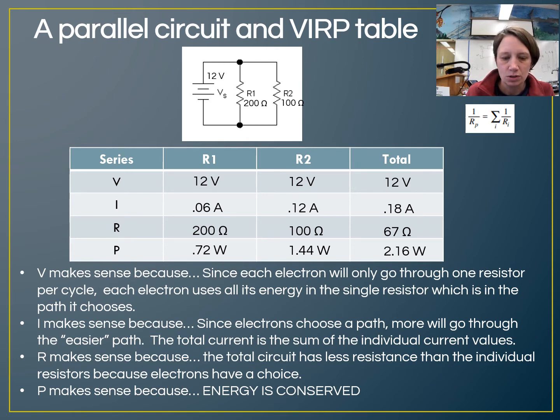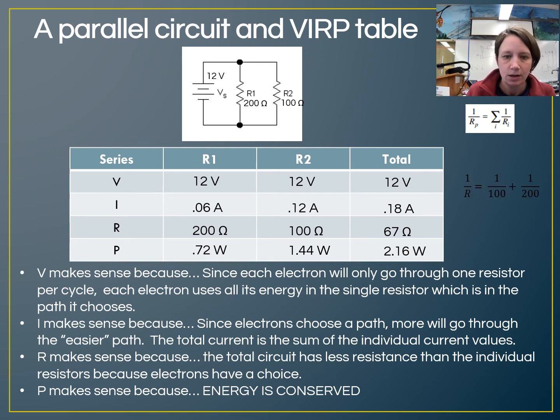One last thing I want to mention about parallel circuits is we calculated that resistance value, that 67 ohms, indirectly by working our way through a VIRP table, but there is a direct way of calculating that from the beginning if you want to save yourself some time. The equation to use is on the slide, and it's on the AP equation sheet. 1 over RP equals the sum of the individual values, 1 over R1 plus 1 over R2, or however many resistors you have in parallel.